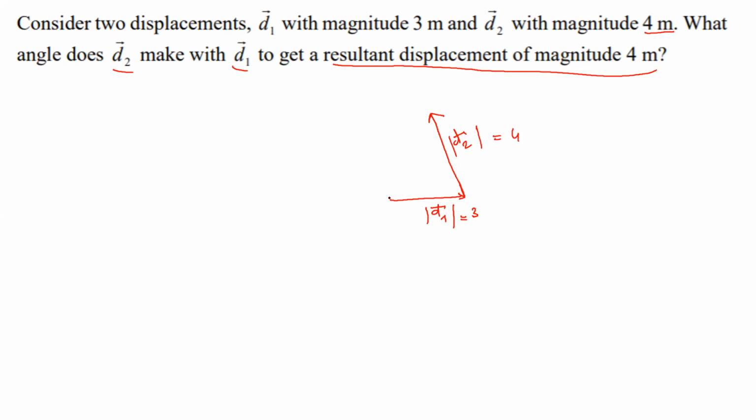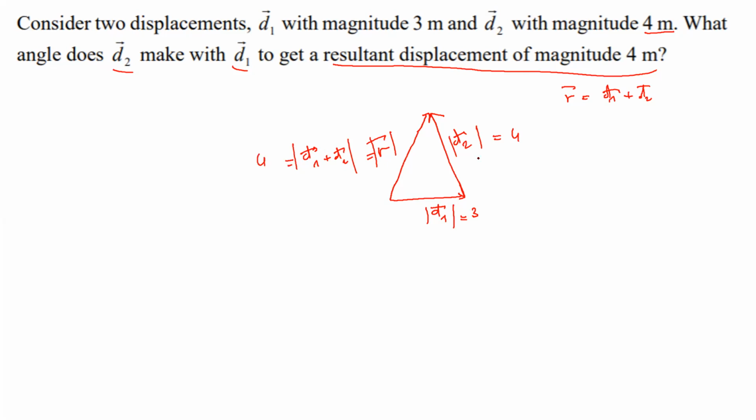So the question is, what angle does D2 make with D1 in order to get a resultant of magnitude 4? So what is the resultant? The resultant, of course, R is D1 plus D2, a sum vector. So this is the resultant here, and this is D1 plus D2. And the magnitude of this resultant, according to the problem, should be 4.